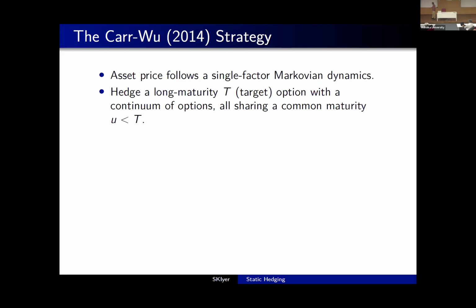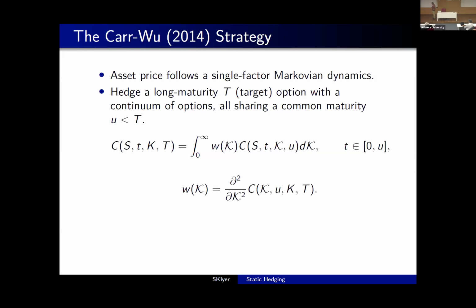Okay. And the way one does this is to express the target option as a weighted combination of options that mature at time u. So this small t here is some time between 0 and u. Capital S is the price of the stock at time u. So the price of the target option is written in terms of the options that are maturing at time u, where these weights are nothing but the second derivative of the target option at this future time u.